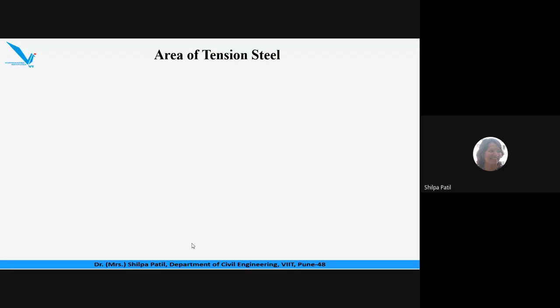Now let us see how to find out the area of the steel. The steel is present in the tension zone and also in the compression zone. Let us first find out how to calculate the area of steel in the tension zone, in other words, the area of the tension steel. For that, we have to consider only section 1.